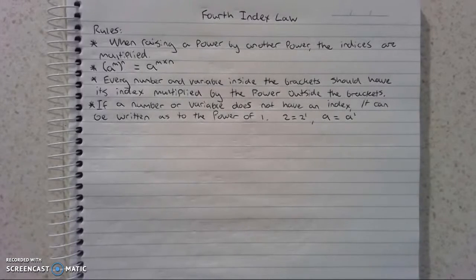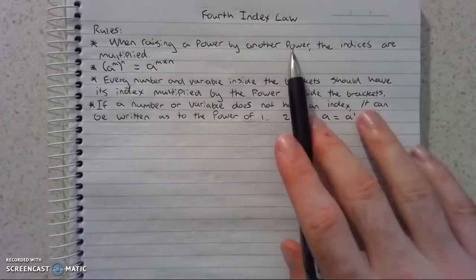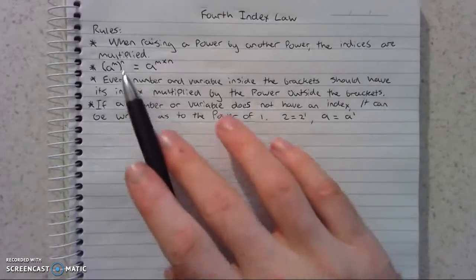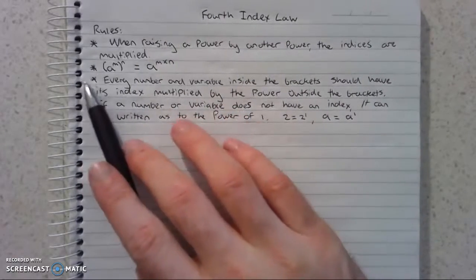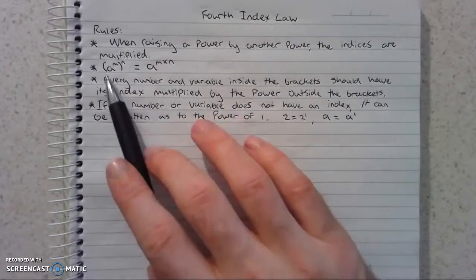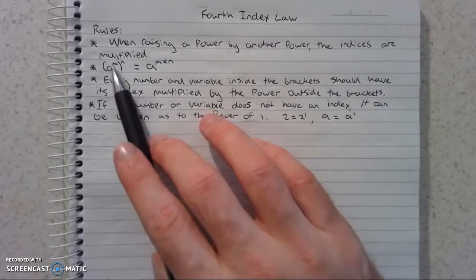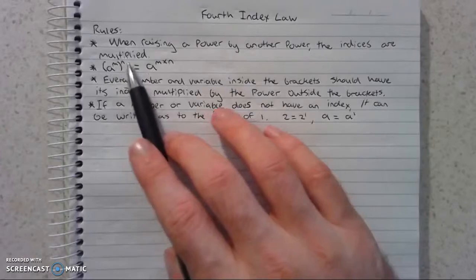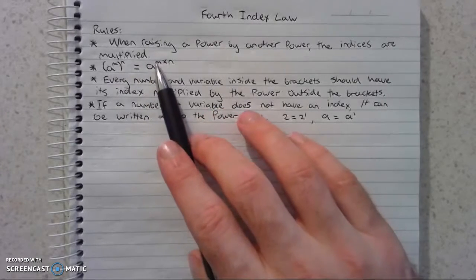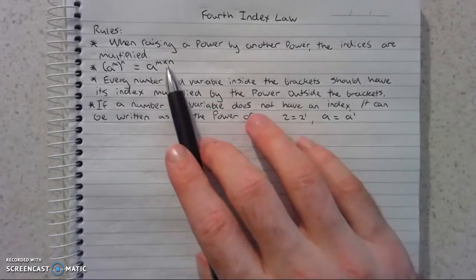In this video, I'm going to show you how to apply the fourth and final index law correctly. The rule for the fourth index law is that when raising a power by another power, the indices are multiplied. What that looks like is a formula like this: if you have a to the power of m, and that whole thing is to the power of n, then that can be simplified down to a to the power of m times n.